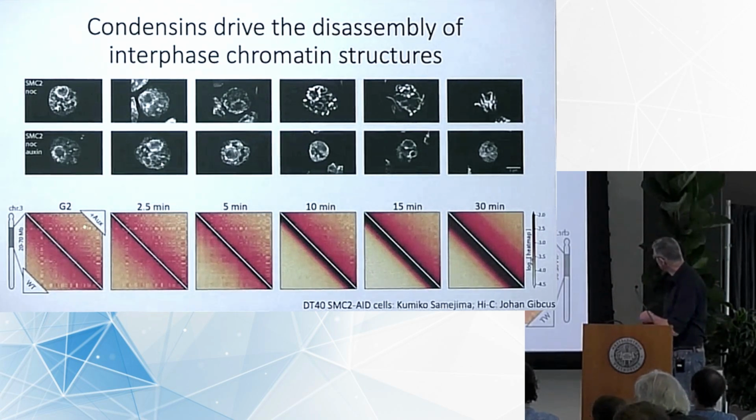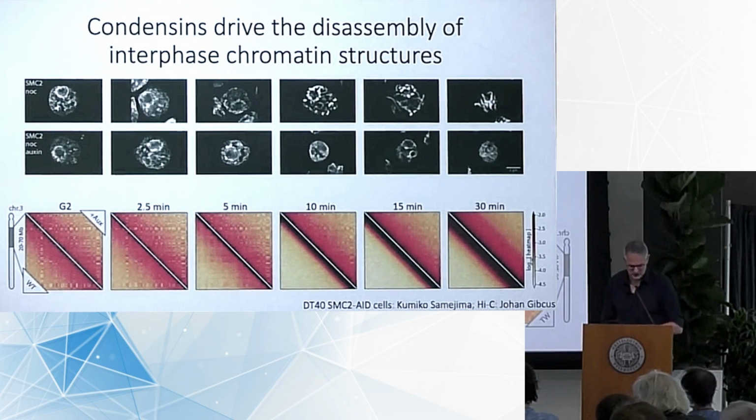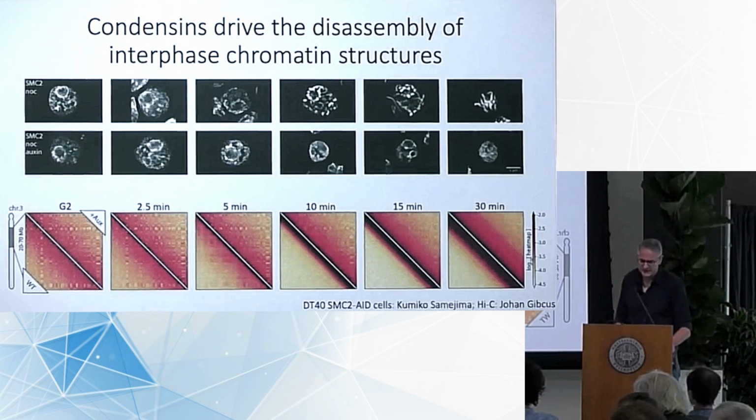Now, interestingly, if you deplete condensin, that doesn't happen, and even at late time points, we can still see evidence of compartmentalization. And, in fact, loop formation by cohesin, as I'll show you in the next slide. So clearly, condensin is somehow actively erasing the interphase structure.